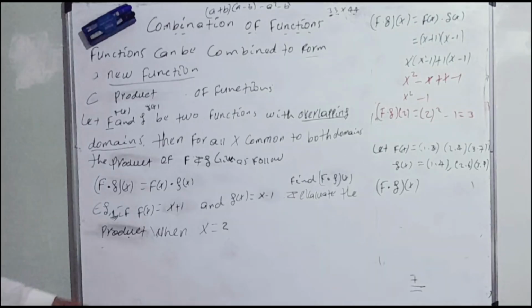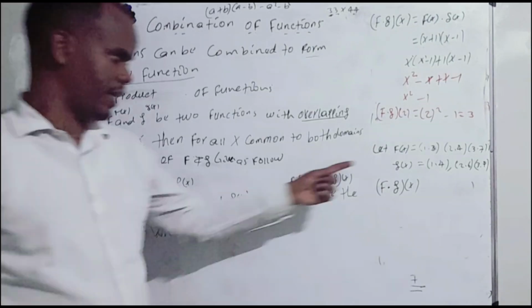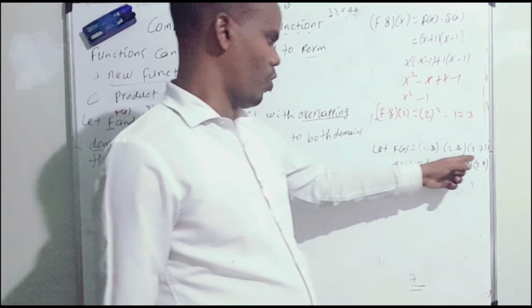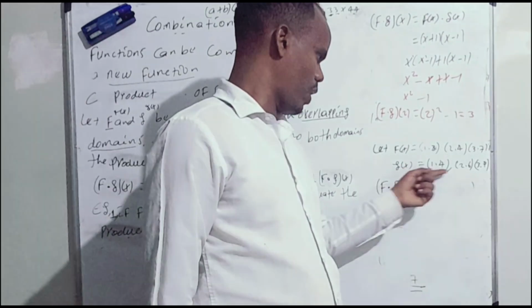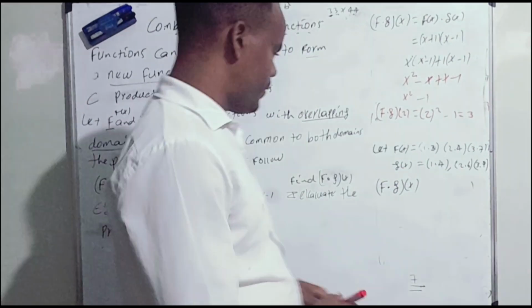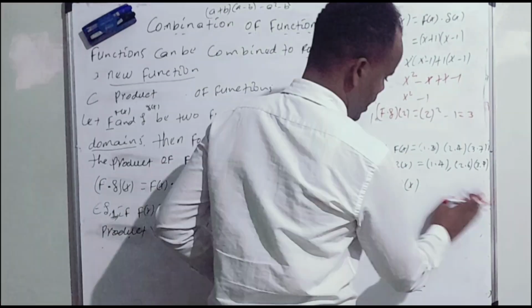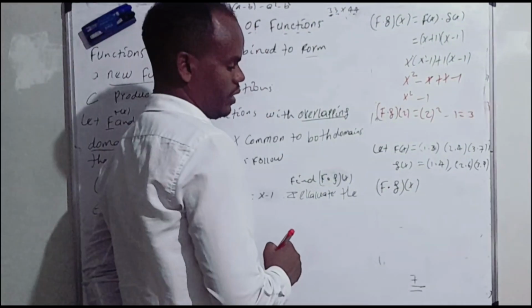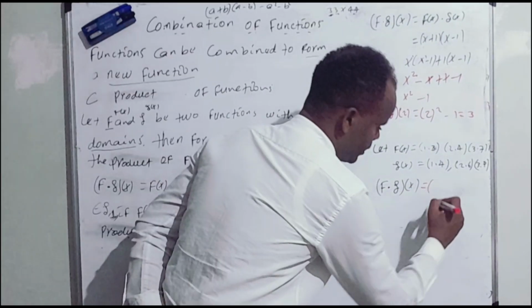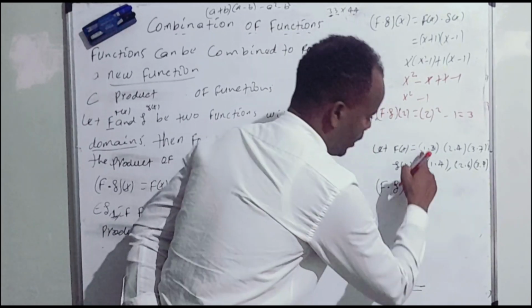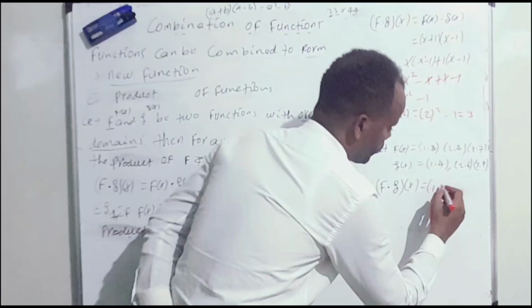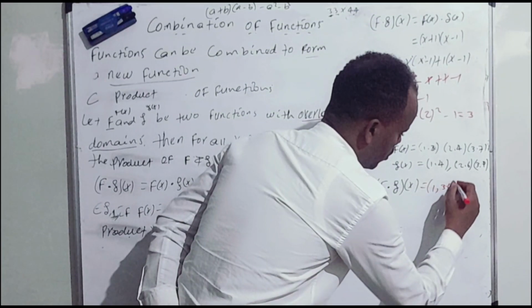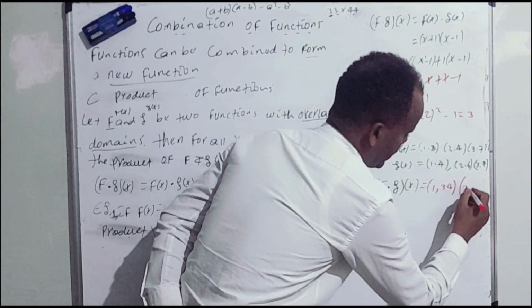Type two. Let f of x equal (1, 3), (2, 4), (3, 7), and g of x equal (1, 2), (2, 3). Then find what? f times g of x is what? Select the common first element, which is 1. Here is 3 times 4. Here the common element is 2. Select 2.